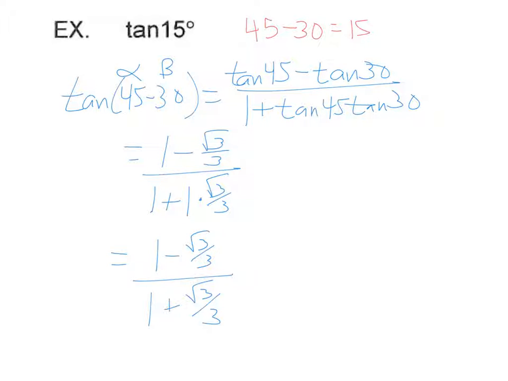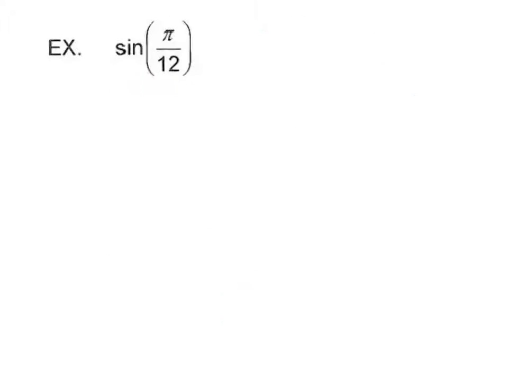If you chose something other than 45 and 30, your answer might look different than this one, but that doesn't mean it's wrong. It just means we haven't simplified it as far as it would go.